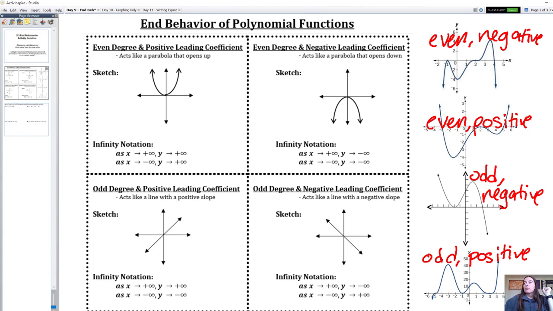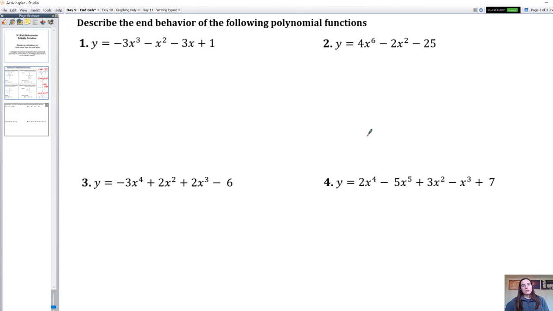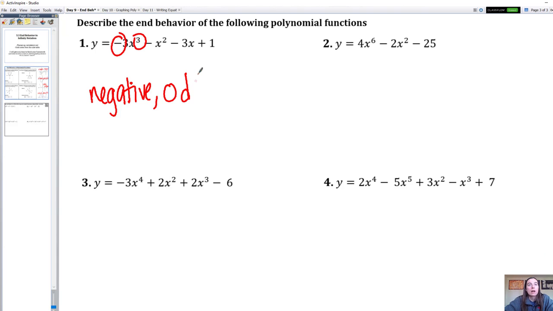Now what if you're not given the graph? What if you have equations? Then we can talk about the end behavior off of that. In number 1, we have y equals negative 3x cubed minus x squared minus 3x plus 1. When we're talking about end behavior, all that we care about is the leading coefficient and the highest degree when we're in standard form. So our leading coefficient is negative. That tells us it is a negative polynomial. Our highest degree is 3. That tells us it's odd.